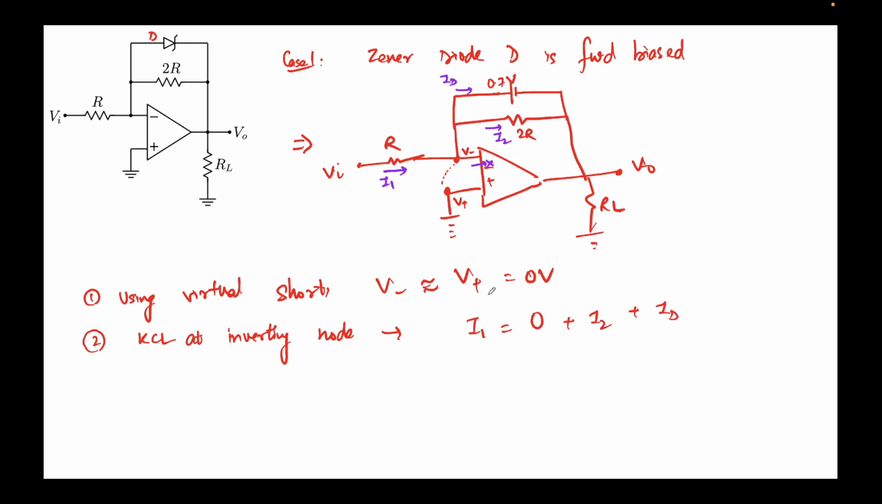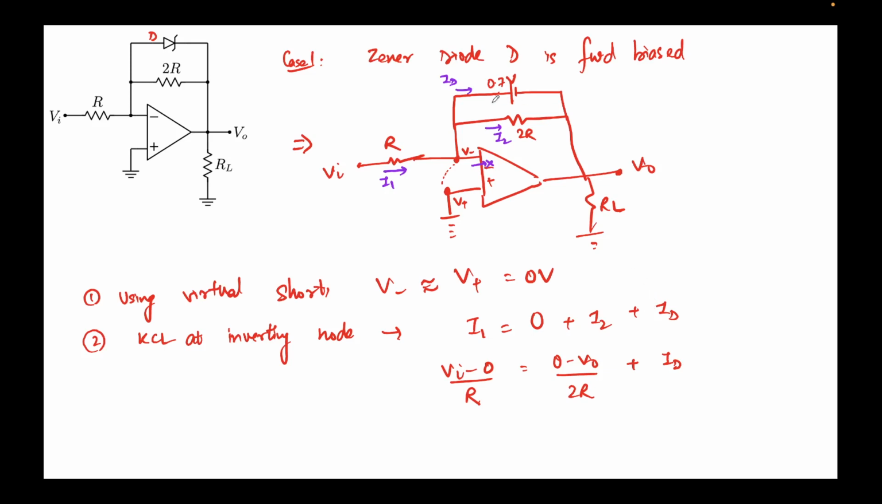So what's the value of I1? If I apply Ohm's law across this resistor, I can simply write Vi minus 0, because this voltage is 0, remember, Vi minus 0 upon R. This is equal to the value of I2, which is 0 minus V0 over 2R, since this is the resistor 2R, plus ID. This is some current ID that is flowing.